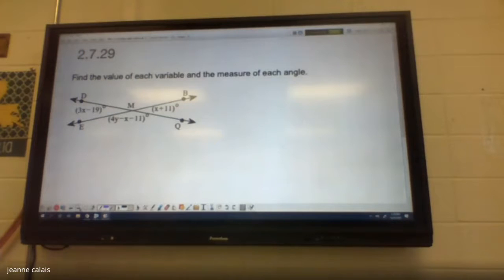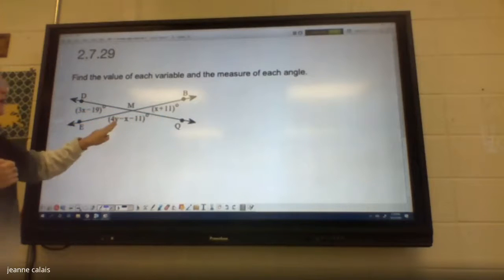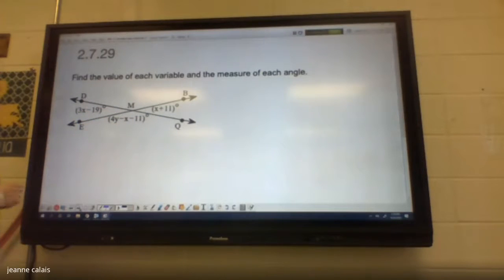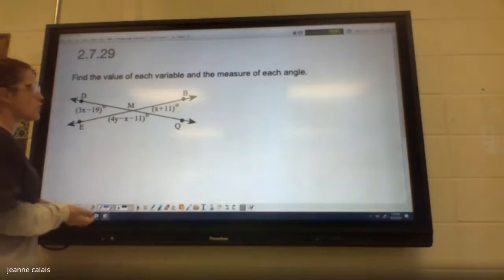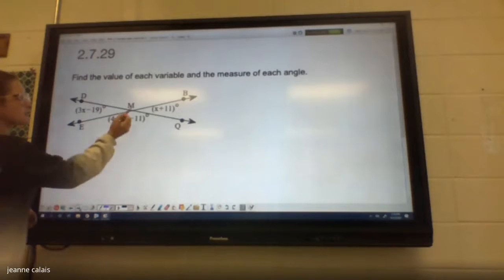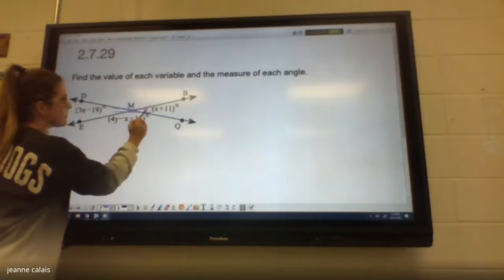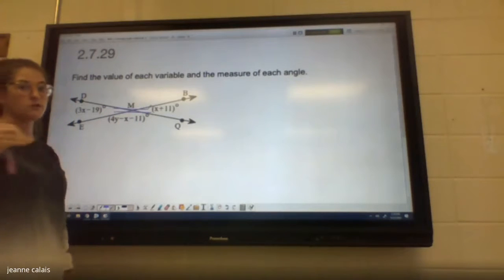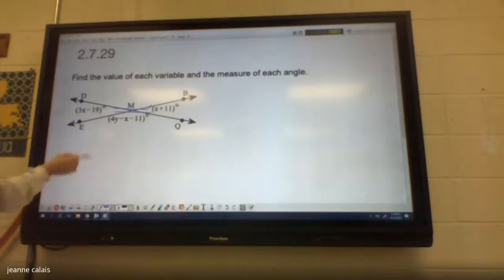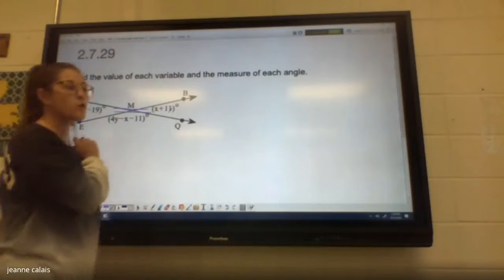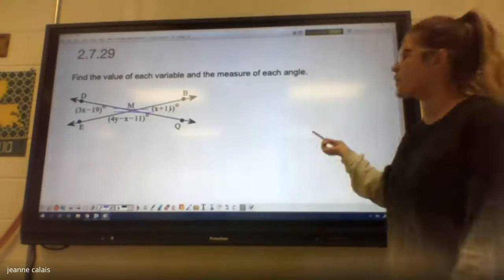All right, so here's where the fun begins, because if you look at this one, you have two different variables. And here in angle EMQ, you have two variables in one expression. So you're asked to find the value of each variable and the measure of each angle. So what we're going to do here is we will first find x, okay? Because when you look at it, number one, it comes first in the alphabet, so try to solve in alphabetical order. And number two, they are vertical to each other, so therefore you're going to set them equal. And you need to know x before you find y.